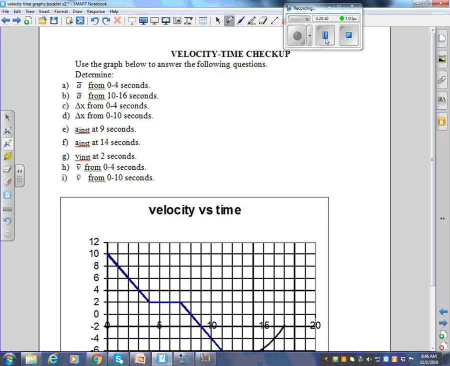Delta X is the displacement. Delta X is also displacement, yes. Delta G. I should fix those.